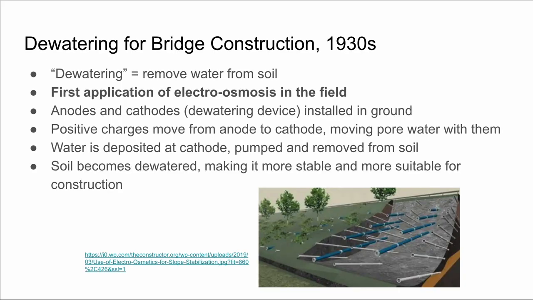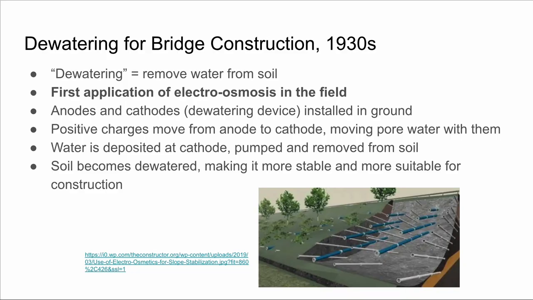The first ever application of electroosmosis in the field was dewatering for bridge construction. This occurred throughout the 1930s. And when I say dewatering, all I mean is removing water from soil. How this process works is that anodes and cathodes, and in this case cathodes act as the dewatering device, are installed in the ground, and positive charges are going to move the water from anode to cathode.